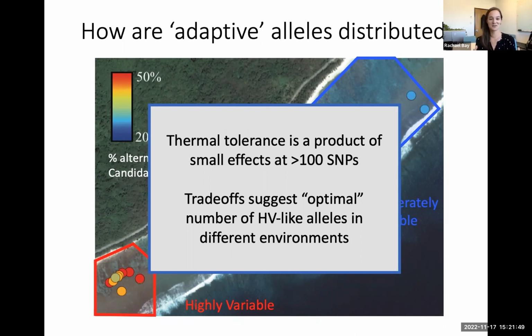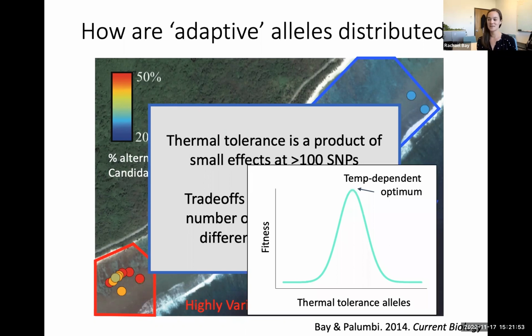So if we make a verbal model of what we think is going on here, we might expect something like this, where you have a number of thermal tolerance alleles, and the number that you need is dependent on your current temperature. And so when you have the optimal number, you have the highest fitness. The further you stray from that optimal number, the lower your fitness.